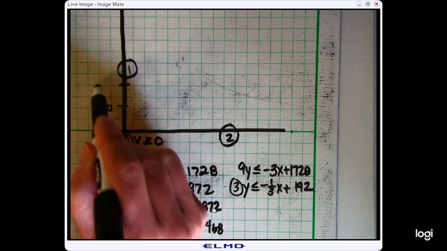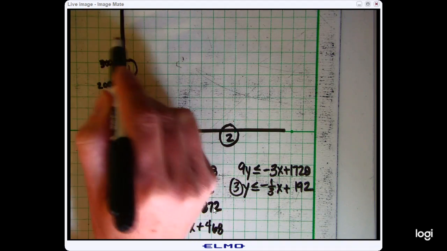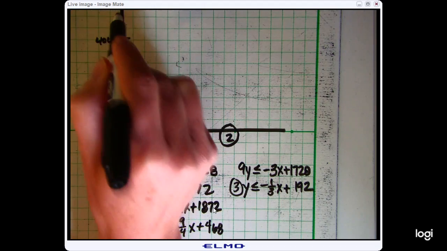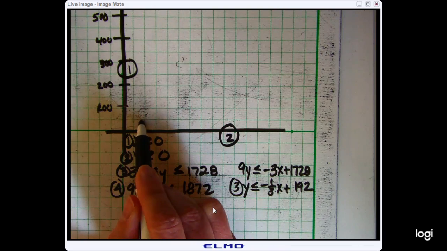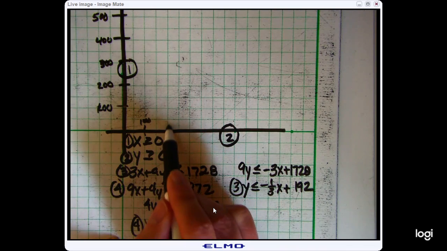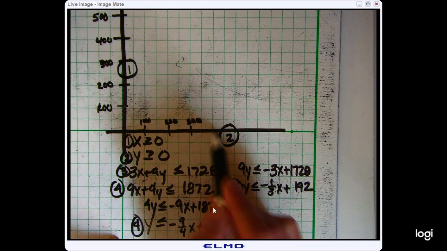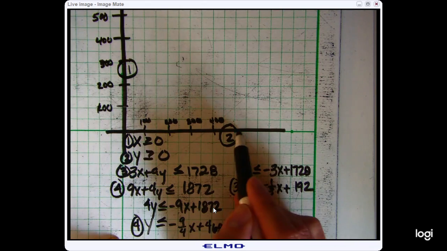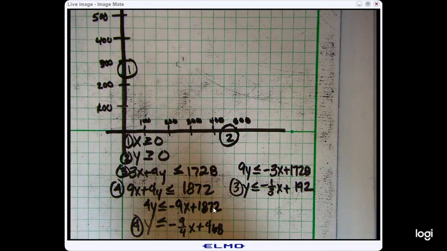100, 200, 300, 400, 500. We'll do the same here. 100, 200, 300, 400, 500. All right. Okay, let's go ahead and graph those.